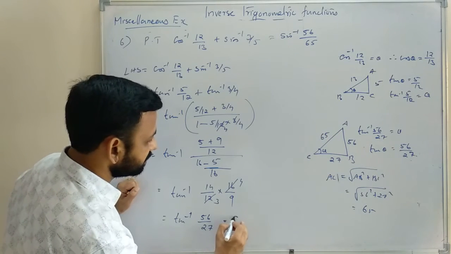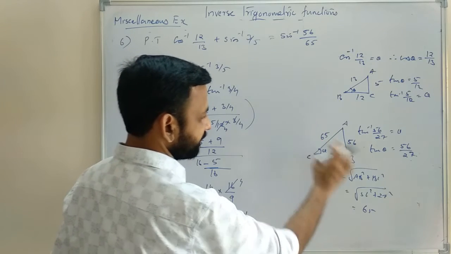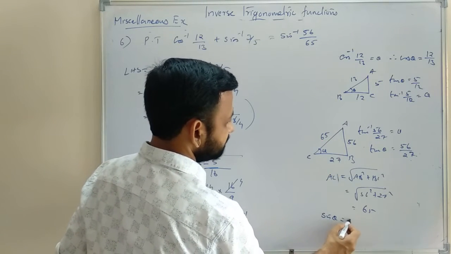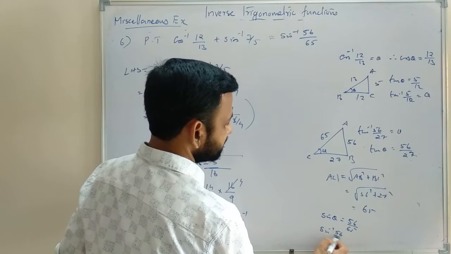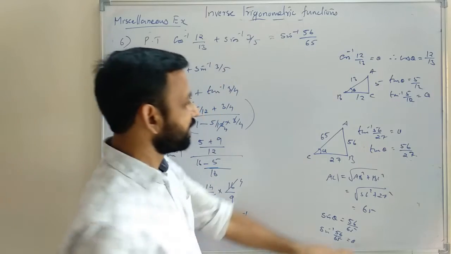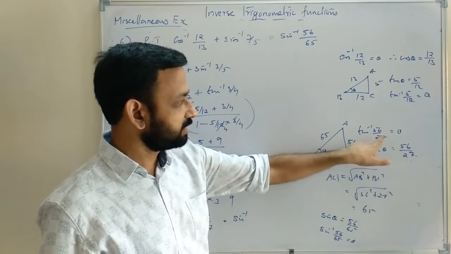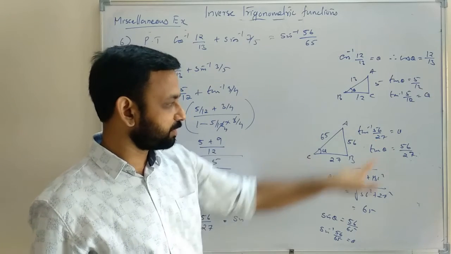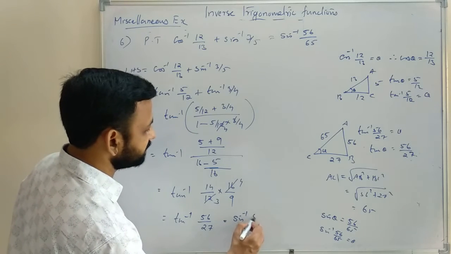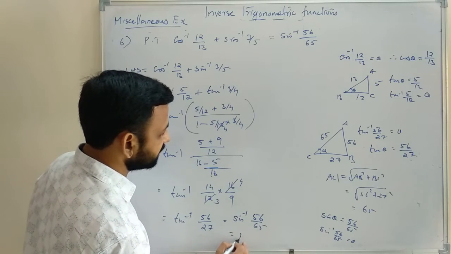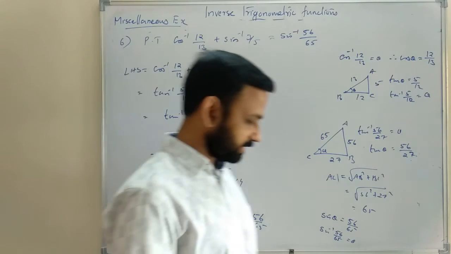Because sin theta is equal to 56 upon 65, therefore sin inverse 56 upon 65 is equal to theta. And here also both are the same trigonometric angle theta. Therefore, we can say that tan inverse 56 upon 27 is equal to sin inverse 56 upon 65, that is equal to RHS. So we got LHS equal to RHS.